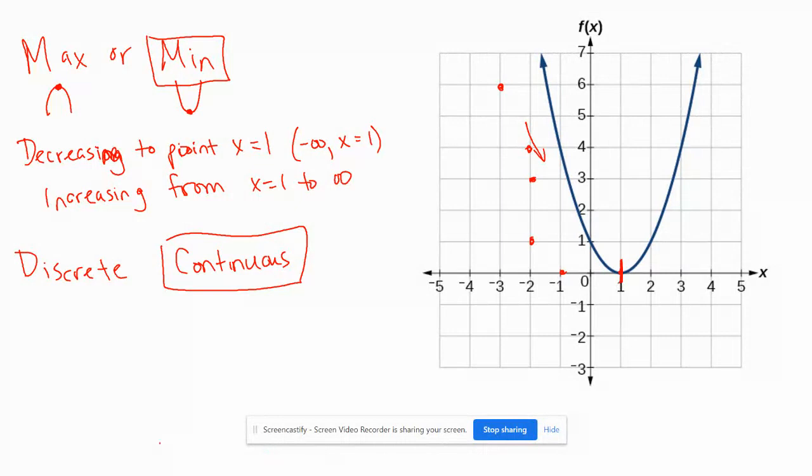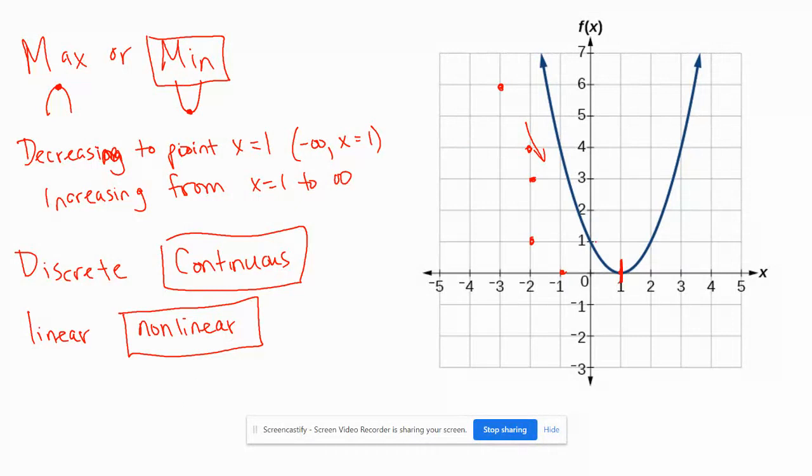Now, the last thing I want to talk about is if it is a linear function. Is it linear or non-linear? All right, linear obviously means a straight line. This is not a straight line. This is a curved parabola, right? So this would be non-linear. Straight line is linear. Non-linear is this right here.